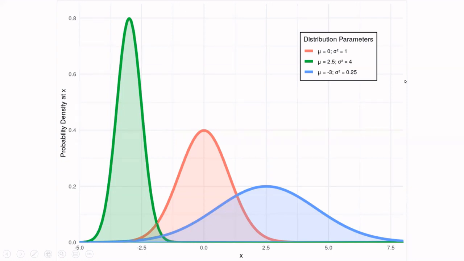This one, the green one, has a mean of 2.5 and a variance of 4, which is a standard deviation of 2. Now, the orange one has a mean of 0 and a standard deviation of 1, and the blue one has a mean of -3 and a standard deviation of 0.5. As you can see, all of these three distributions have all of those three properties that we just discussed: they're all bell-shaped, they all are symmetric around the mean, and their total areas are equal to 1.